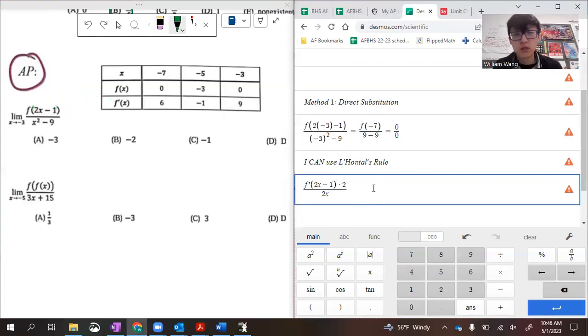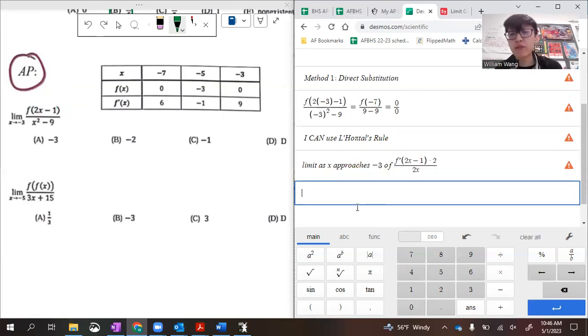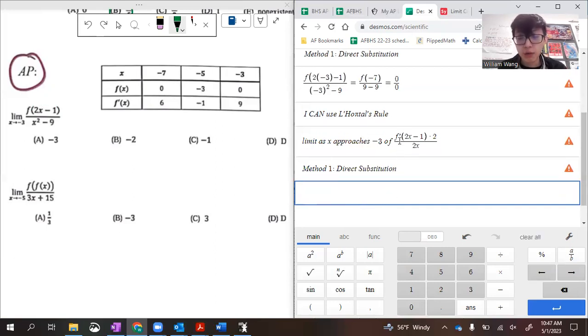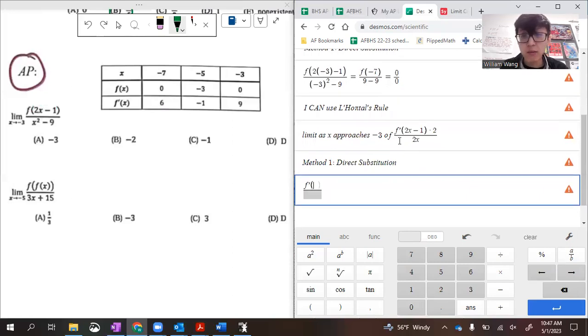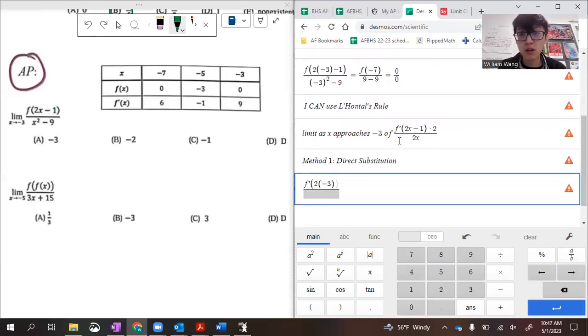All right, so now I did this, right? So I need to take the limit again. So I'm going to take the limit as x approaches -3 of this function. All right, so cool. I have a new function to take the limit of. What's my method again? Well, we go back. My method 1 again is direct substitution. So let's retry direct substitution. All right, so I'm going to plug in -3. So it's going to be f prime of 2 times -3 minus 1, times 2, divided by 2 times negative 3.